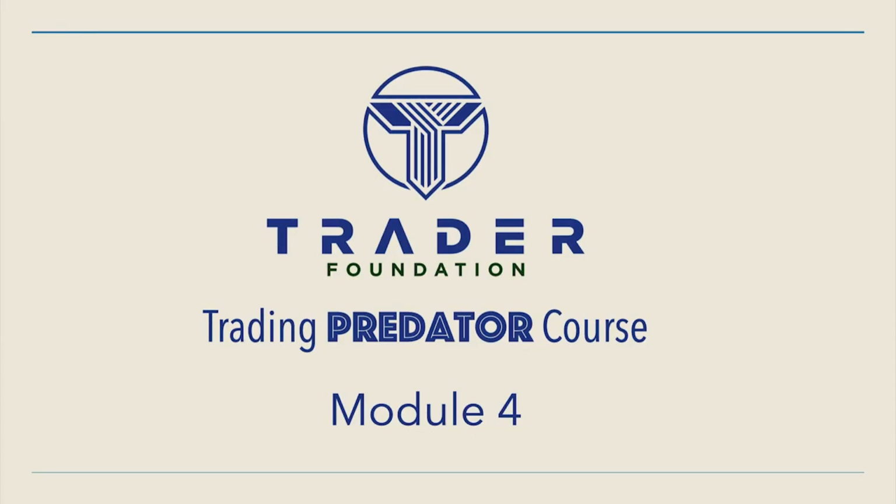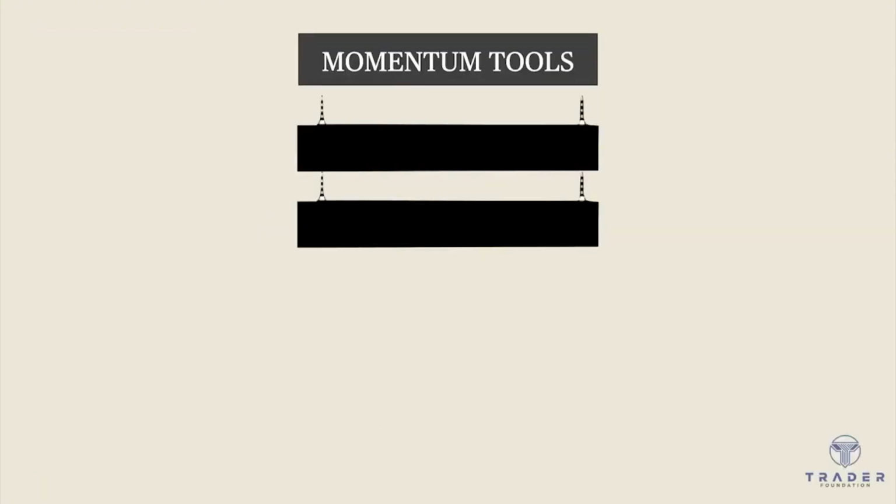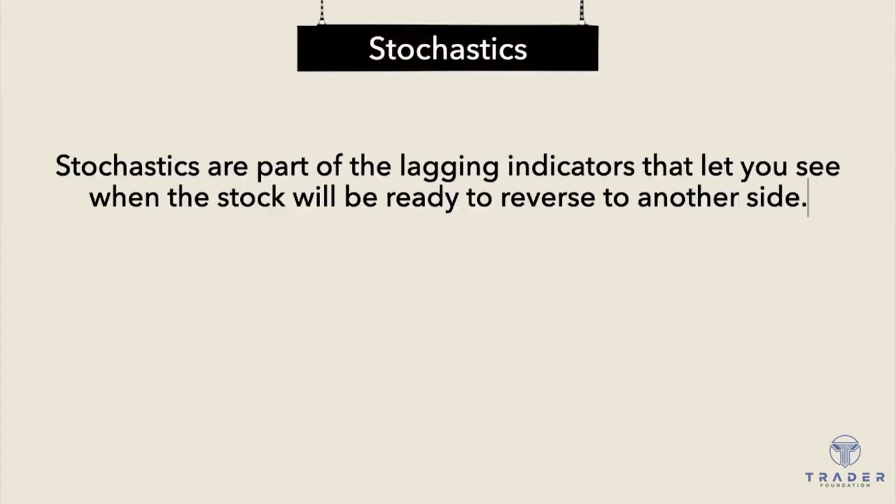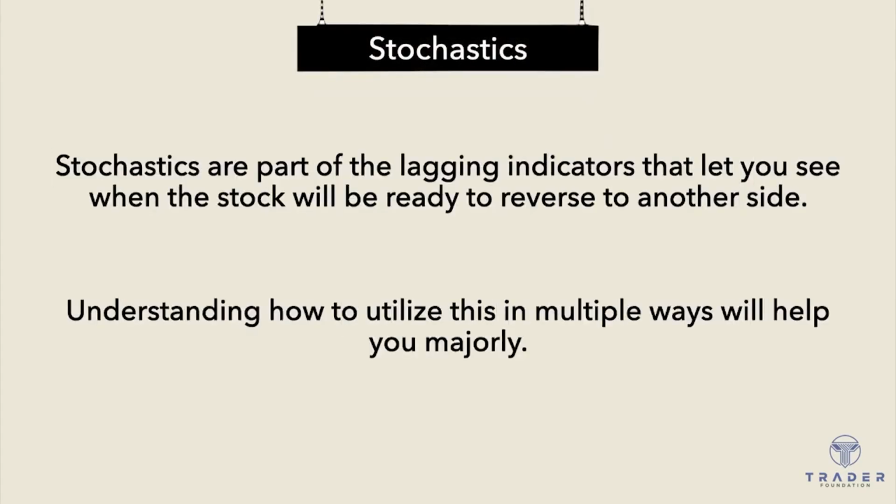that can help us make the right decision when trading a stock. So now we're going to talk about the momentum tools. And the first tool we're going to discuss is known as the stochastics. Stochastics are part of the lagging indicators that let you see when the stock will be ready to reverse to another side. Understanding how to utilize this multiple ways will help you majorly.